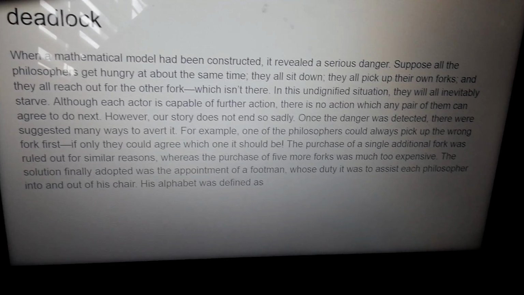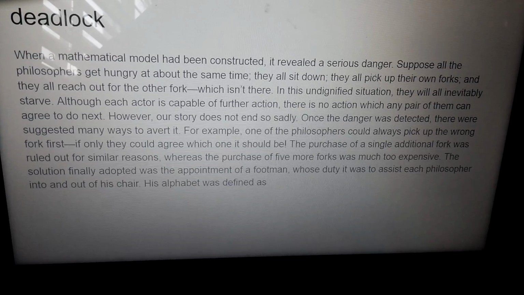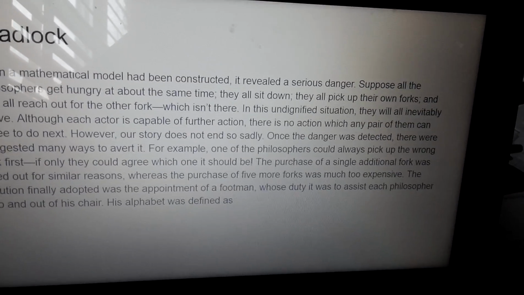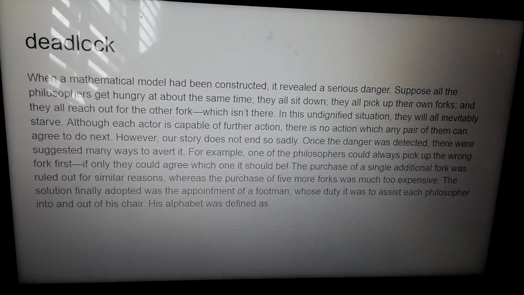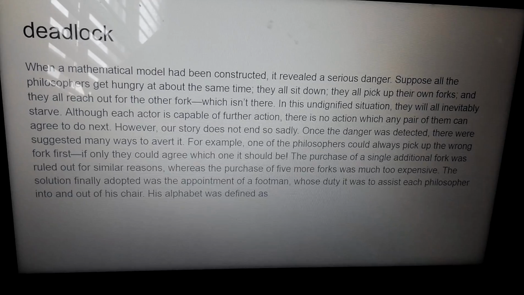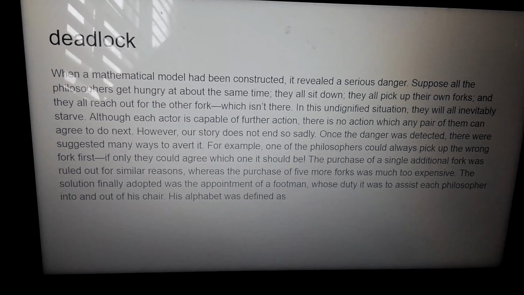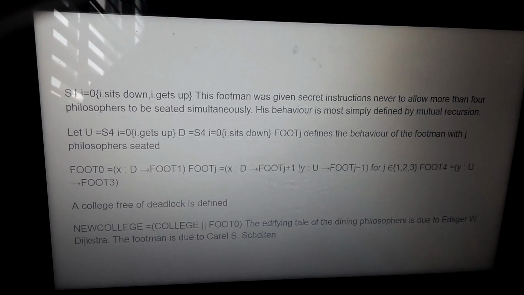one it should be. The purchase of a single additional fork was ruled out for similar reasons, whereas the purchase of 5 more forks was much too expensive. The solution finally adopted was the appointment of a footman, whose duty it was to assist each philosopher into and out of his chair. This alphabet is defined as follows.